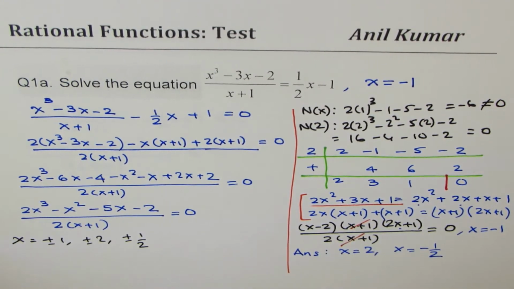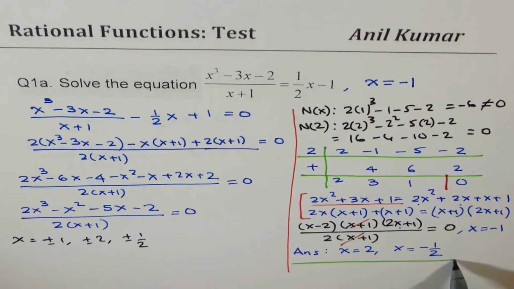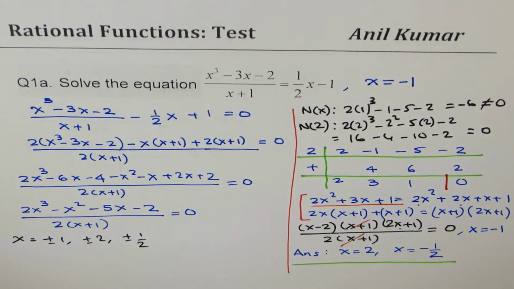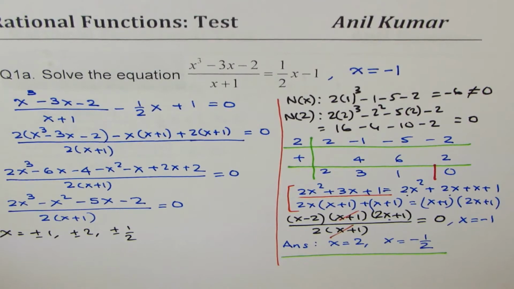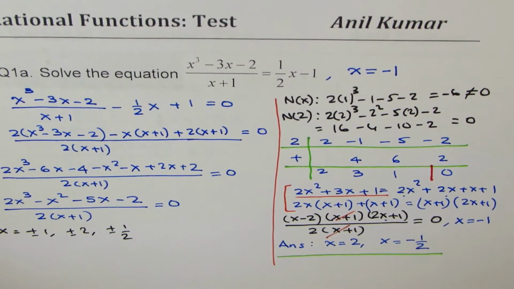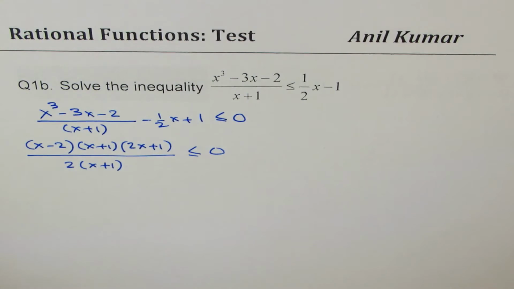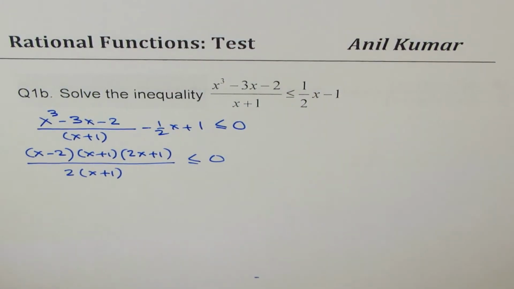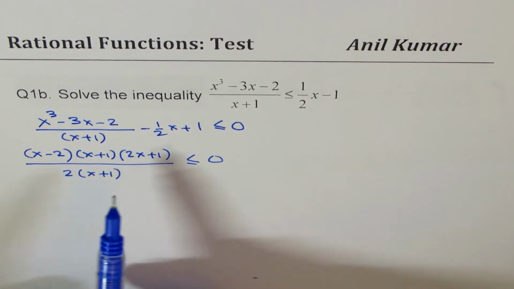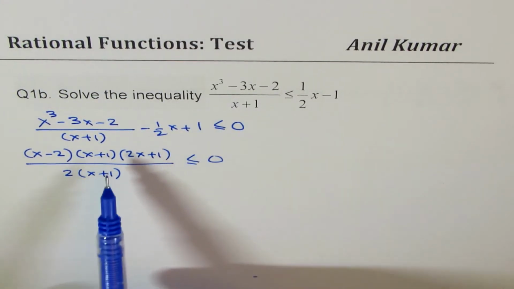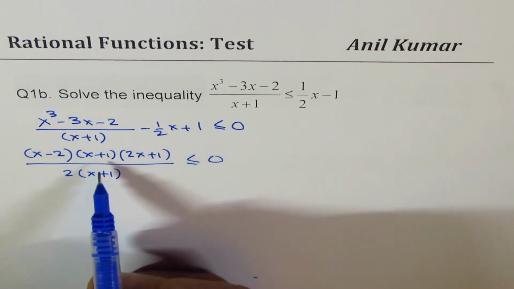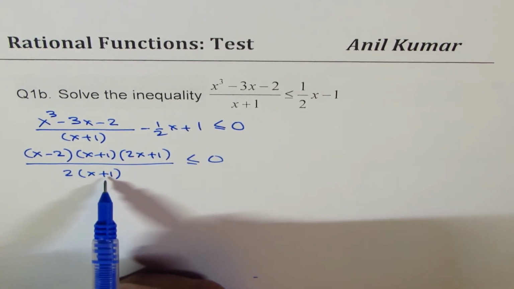And we are going to utilize this answer in solving the inequality. That's the reason why we have question number 1 as part 1a and 1b. So I hope you understand and appreciate it. Now, since we have the factored form of our inequality, it's simpler to solve. So what do we have here? We have a hole at x equals minus 1.